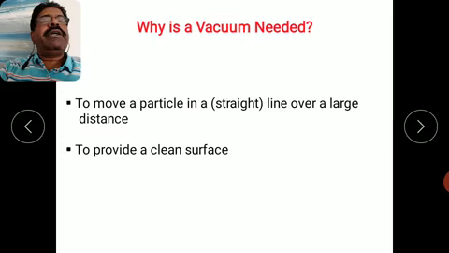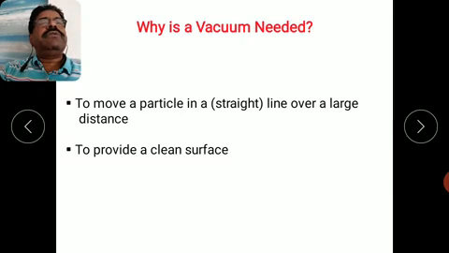For example, in the semiconductor industry, you know that semiconductors are very specifically grown materials, pure semiconductors, and when they are being processed to produce a semiconductor device like a chip, you need a very clean environment surrounding the chip. Clean environment means there should be no other gas molecules present at all. There should be no dust or floating particles present in the space surrounding the semiconducting material.